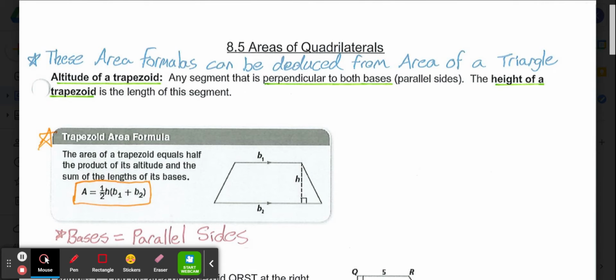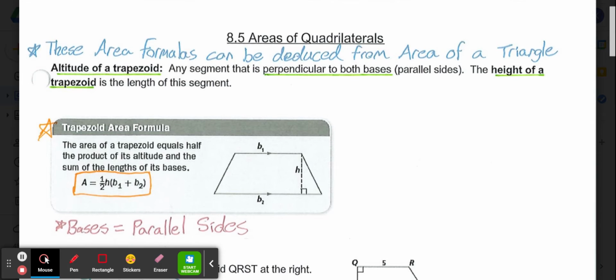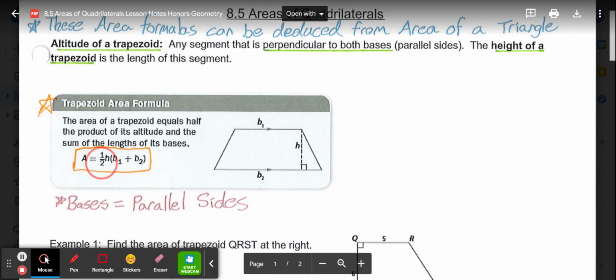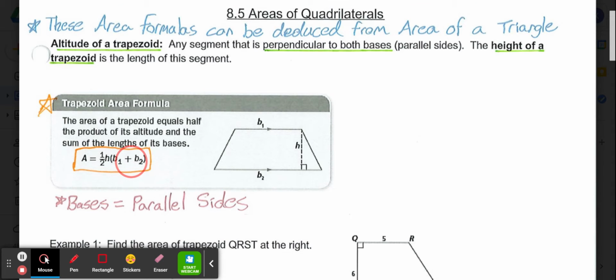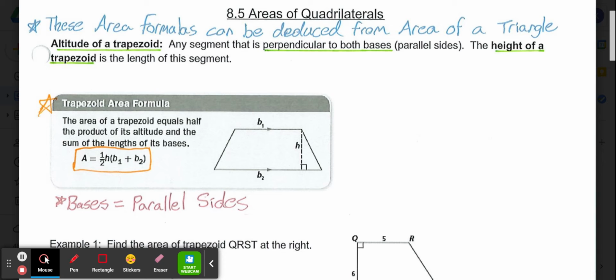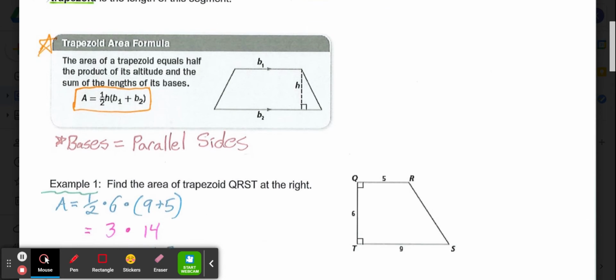That brings us to our trapezoid area formula. The area of a trapezoid equals half the product of its altitude and the sum of the lengths of its bases. So area equals 1/2 times h multiplied by, in parentheses, base 1 plus base 2. To do the area formula correctly, you need to add the bases, and then do 1/2 times the height times the sum of those bases. Make sure you add the bases first before doing any multiplying.